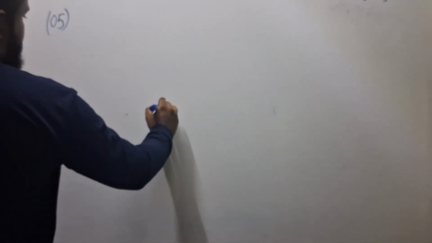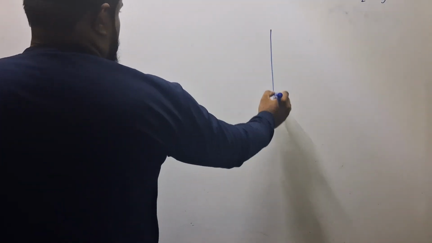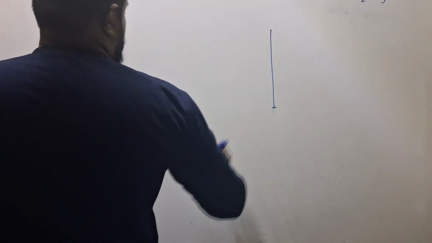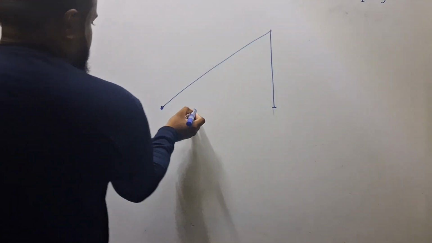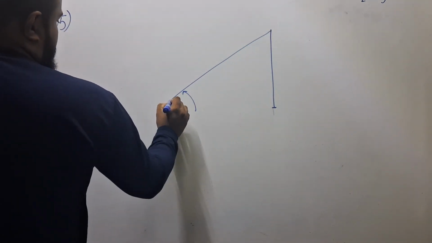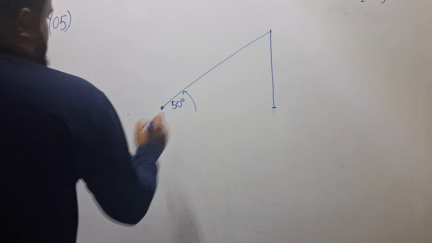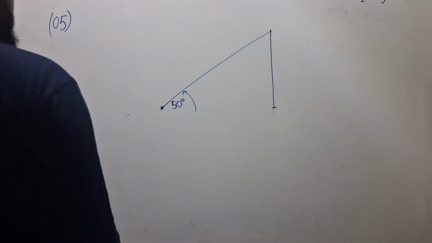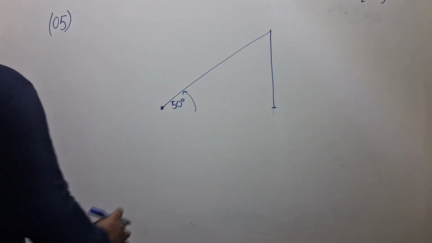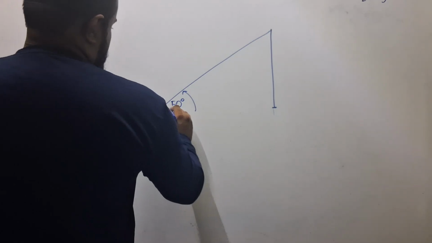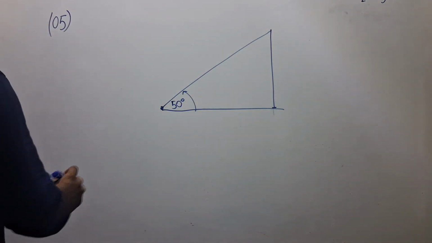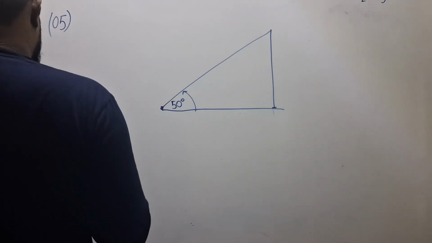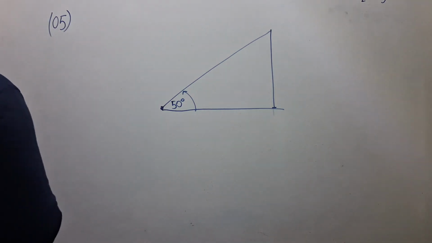From that point X, you are observing the telephone post, an inaccessible point, with the angle of elevation 50 degrees, and you move away 40 meters and get the angle of elevation as 35 degrees.